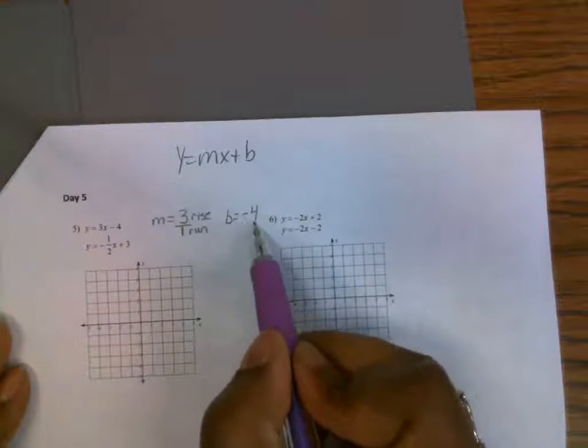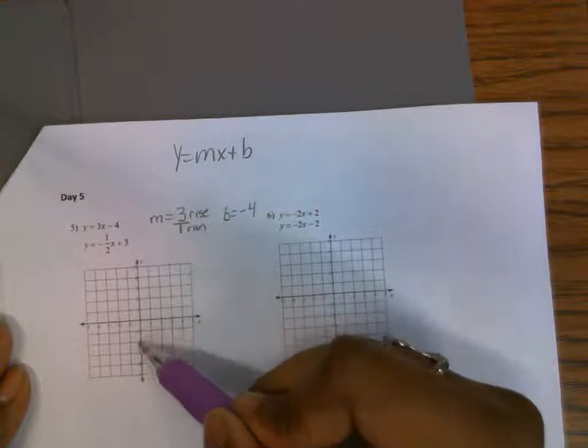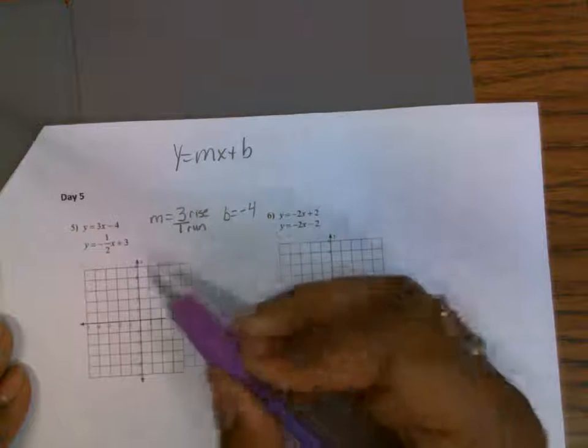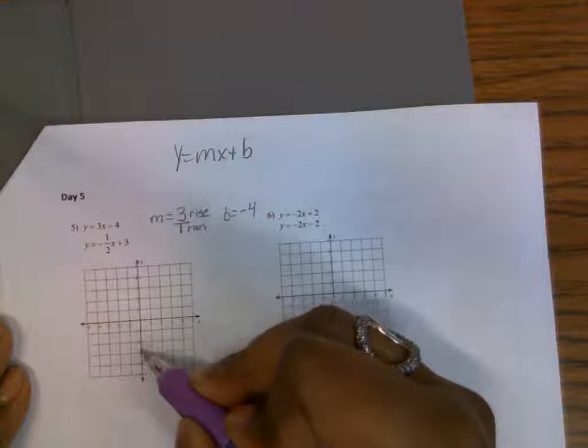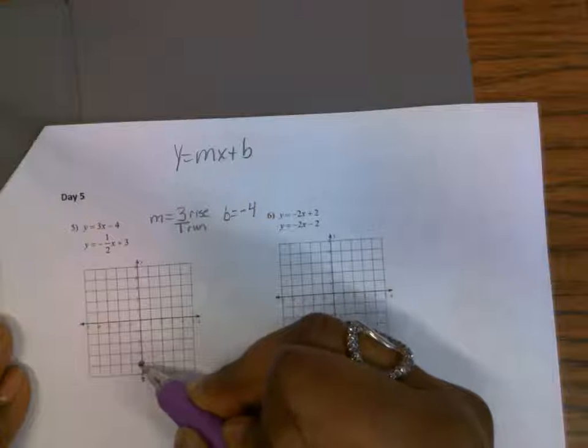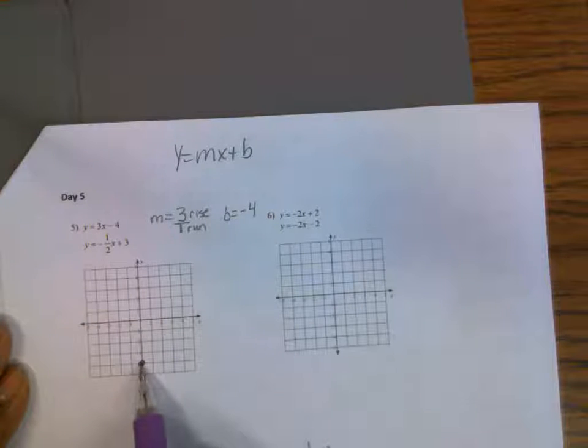So now you're going to take b and you're going to find it on the y-axis. Negative 4 on the y-axis is 4 down from the origin. So that's 1, 2, 3, 4. This is where your y-intercept is.